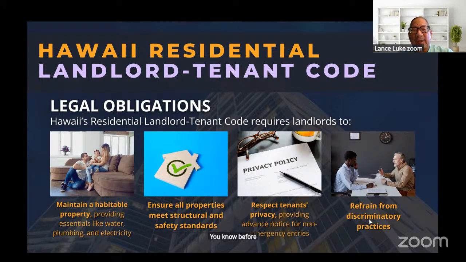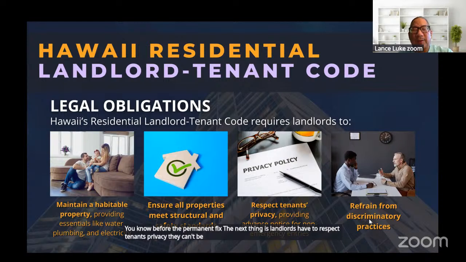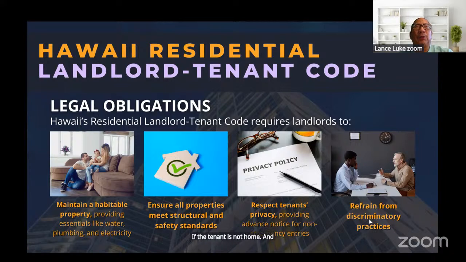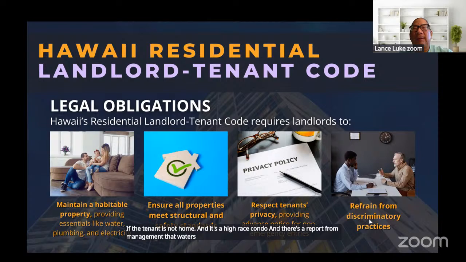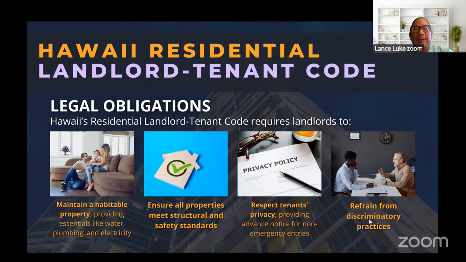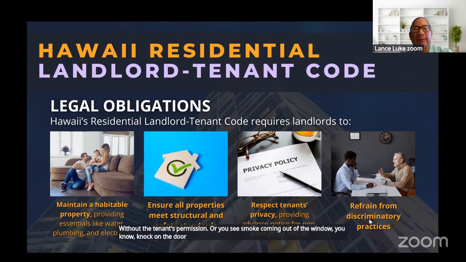Okay, the next thing is landlords have to respect tenants' privacy. They can't be barging in without advance notice unless it's an emergency. So here's an example. If the tenant is not home and it's a high-rise condo and there's a report from management that water's coming outside the front door. They knock on the door, no one's there. Landlord tries to call the tenant, can't get a hold of the tenant for whatever reason. Only in those situations can the landlord enter the unit without the tenant's permission. Okay. Or you see smoke coming out of the window, knock on the door, no one's home. So these are emergency situations.